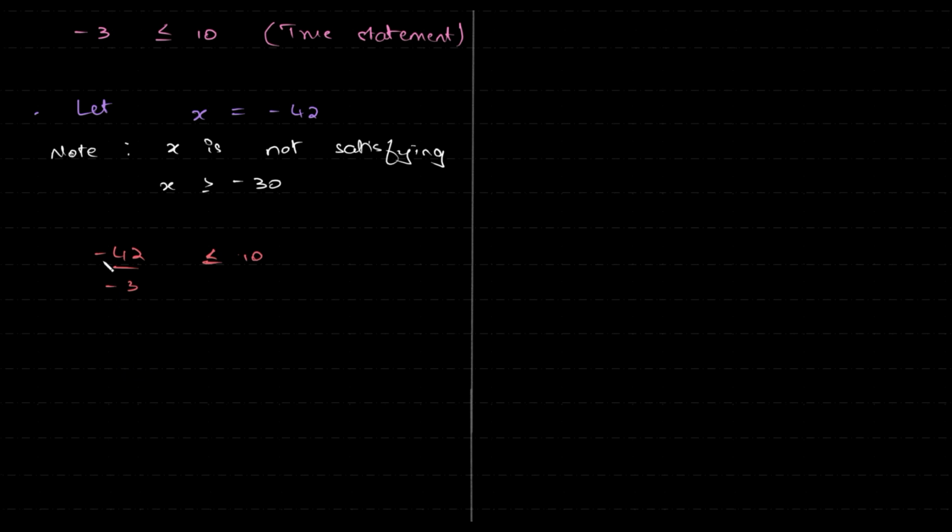So what happens over here? Negative by negative is positive. Then this is 14, less than or equal to 10. Obviously, it is not true. So this is a false statement. So you can see that the flipping gives us the answer. Without flipping, the answers are wrong.